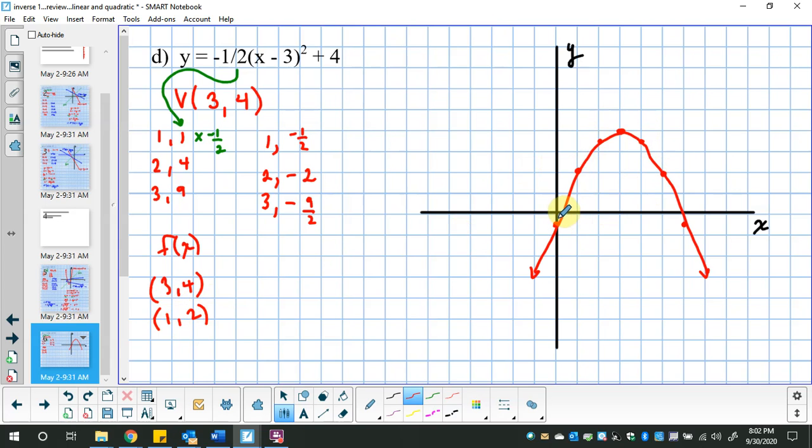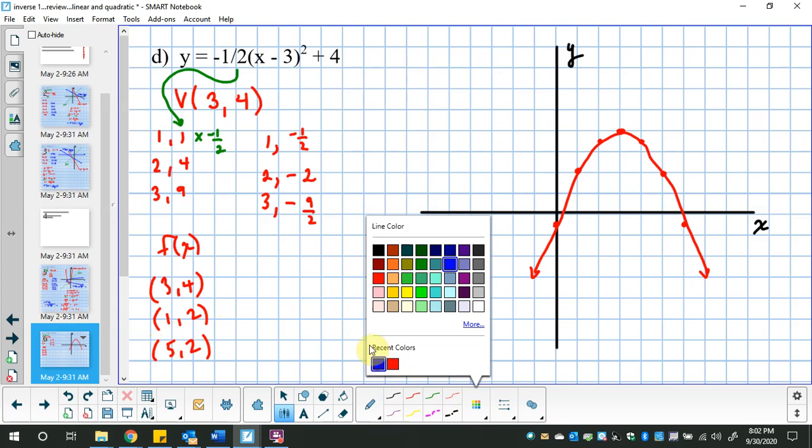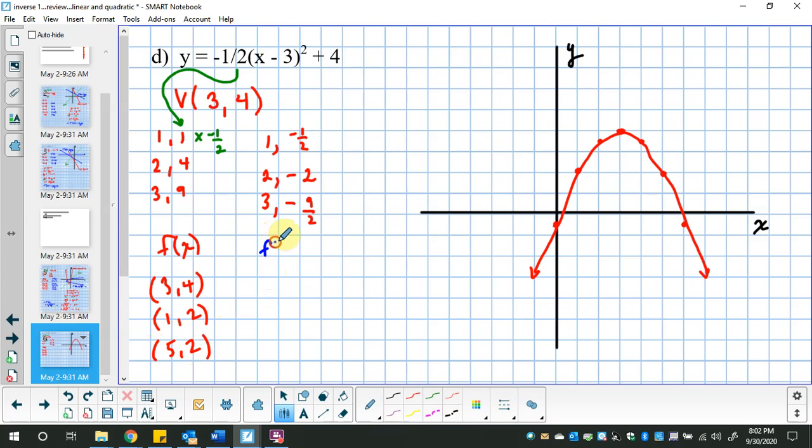So 1, 2, 3, 4, 5, 2. And I don't have to do any more. I think I can make my sideways parabola with that. But I need to flop them around first. So this is our inverse list. So 4, 3, 2, 1, 5, 2. Just for kicks, let's do one more.